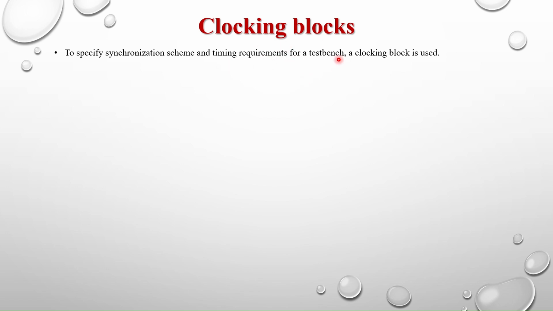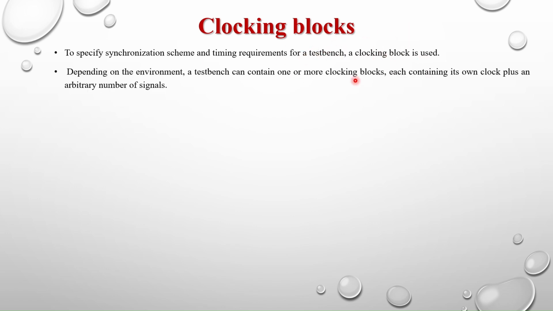So for whatever signals we have in the test bench, at what time we have to drive them and at what time we have to sample them can be controlled by using the clocking block. And depending on the environment, a test bench can contain one or more clocking blocks, each containing its own clock plus an arbitrary number of signals.